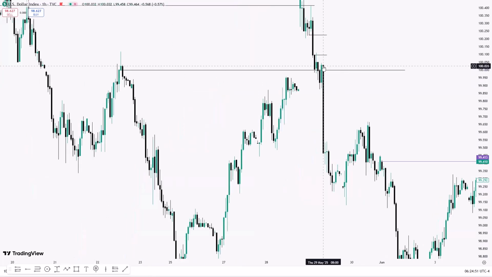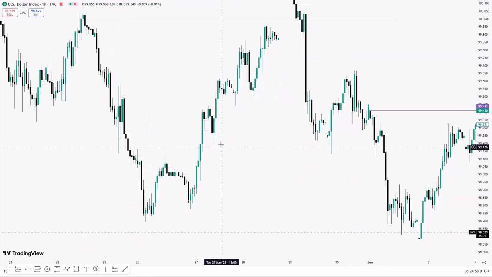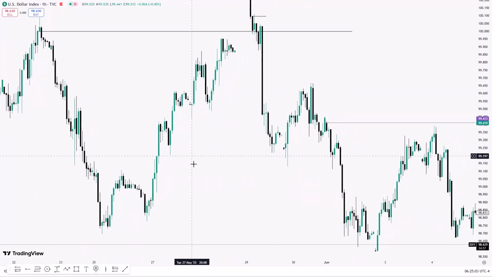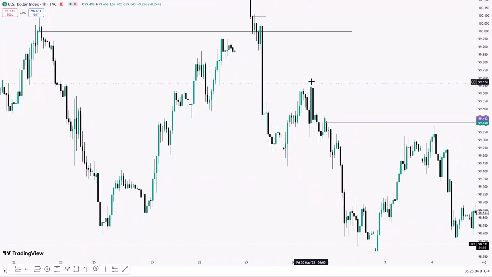Do you see how price sold right there? Boom! The impulsiveness. Powerful. What happened? Price took out external range low there, external range low there. What is next? Repriced into internal range.